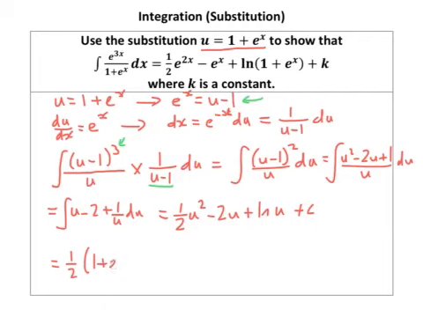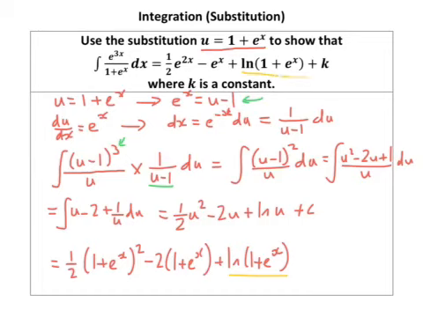1 plus e to the x squared, and minus 2 times 1 plus e to the x, plus ln of 1 plus e to the x. Now that ln 1 plus e to the x, this bit here, is going to marry up with that bit there, isn't it? And then when I multiply out the brackets down here, if I multiply this bracket and all this out and simplify, I should end up with that. I'm running out of room, so there you go.